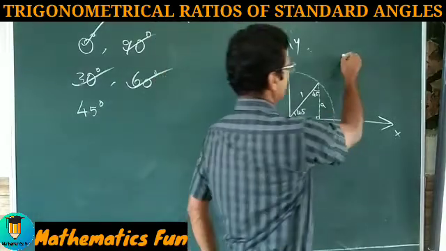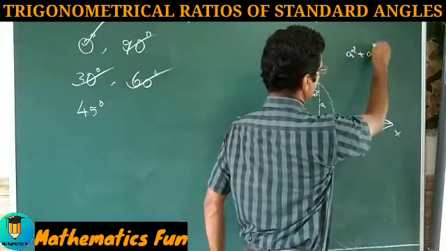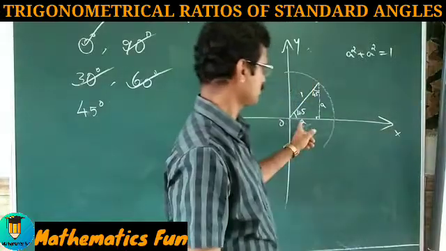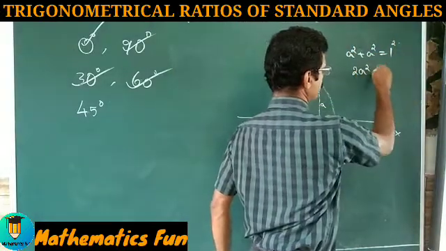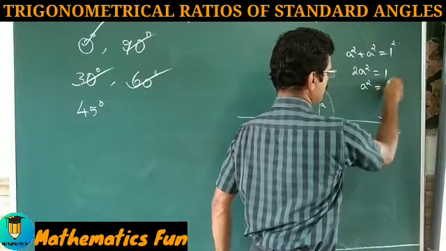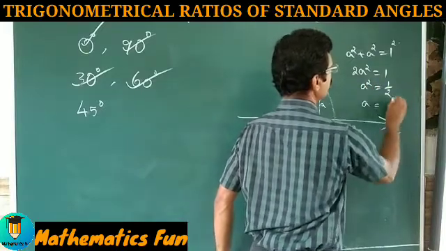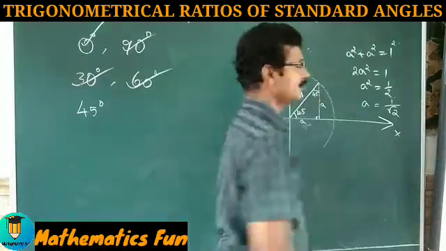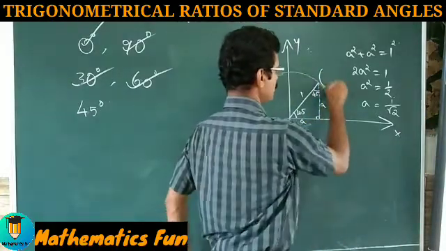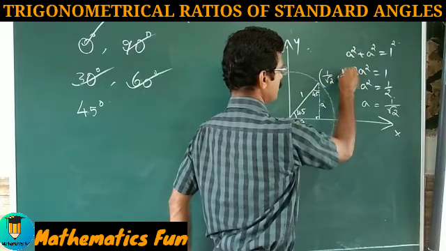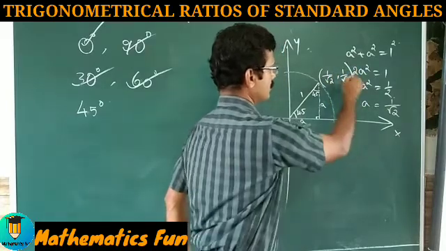Okay, so if I apply Pythagoras theorem now, a square plus a square is equal to 1 square, that is 1. So 2a square is equal to 1. A square is equal to 1 by 2. A is equal to 1 by root 2. So this is 1 by root 2, this is also 1 by root 2. Naturally this coordinate is 1 by root 2 comma 1 by root 2.